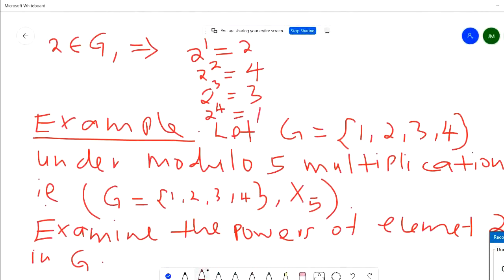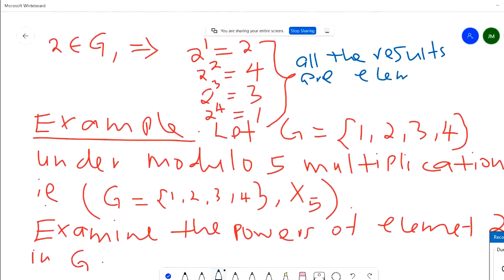Then you realize that all these elements that we obtain by raising the element 2 to various powers are actually generating all the members of G. We have 1, we have 2, we have 3, we have 4. So I can note that all the results of this evaluation of those powers are elements of G. And therefore the whole set G has been generated by a single element A.